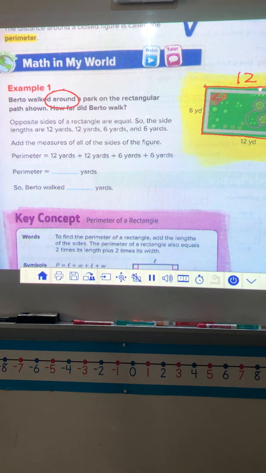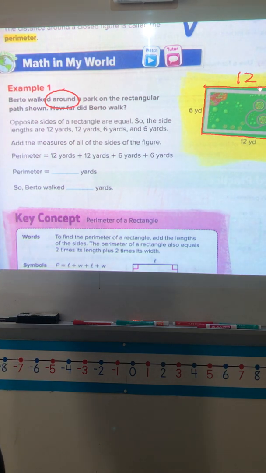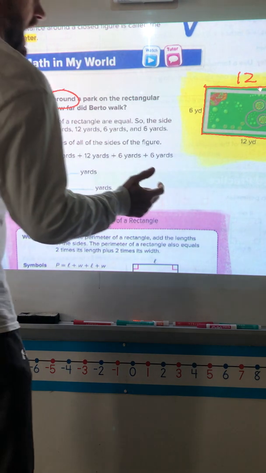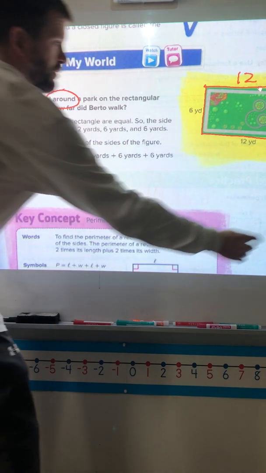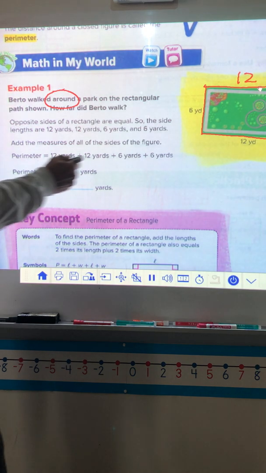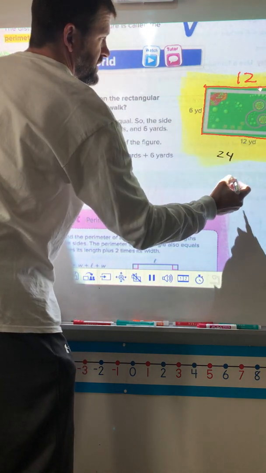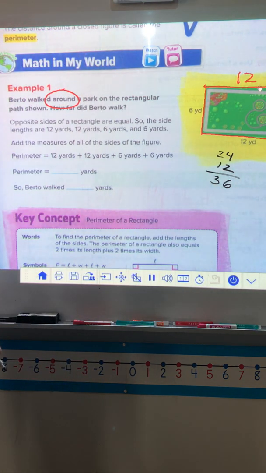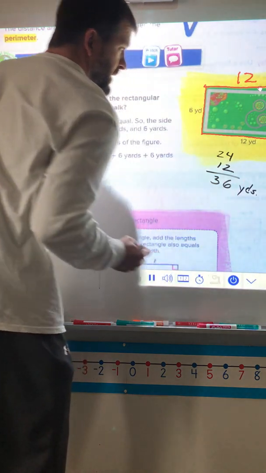So what do we do now? Now we do this, right? We say, okay, 12 plus 12. We add it up in our head. No! Here's what we do. Like we've talked this year about scratch paper. I have no problem with you doing a little bit in your head, but it doesn't hurt to take that extra second and say, okay, here's what I see. 12 plus 12 is 24. 6 plus 6 is going to be 12. Your answer is going to be 36 yards. And don't forget to label, okay?